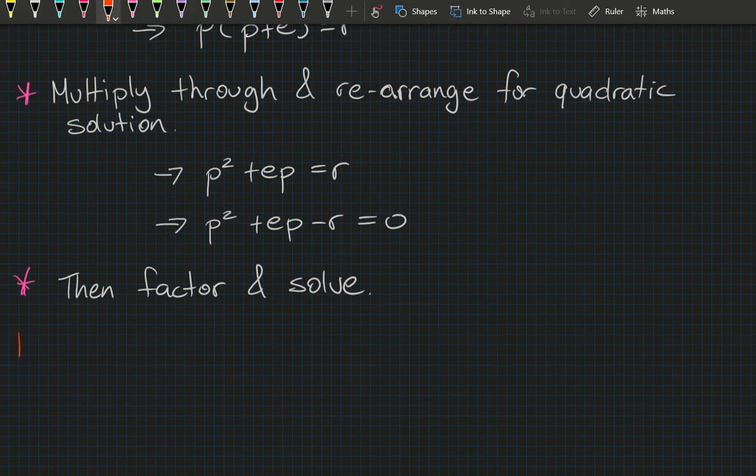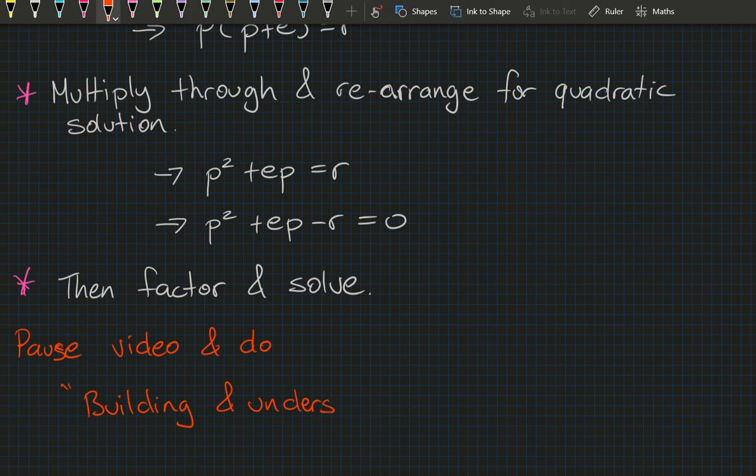Alright, again in this lesson, I want you guys to work on the building understanding questions in the new book, which translates to questions 1 and 2 in the old book. And then I'll see you in the next section.